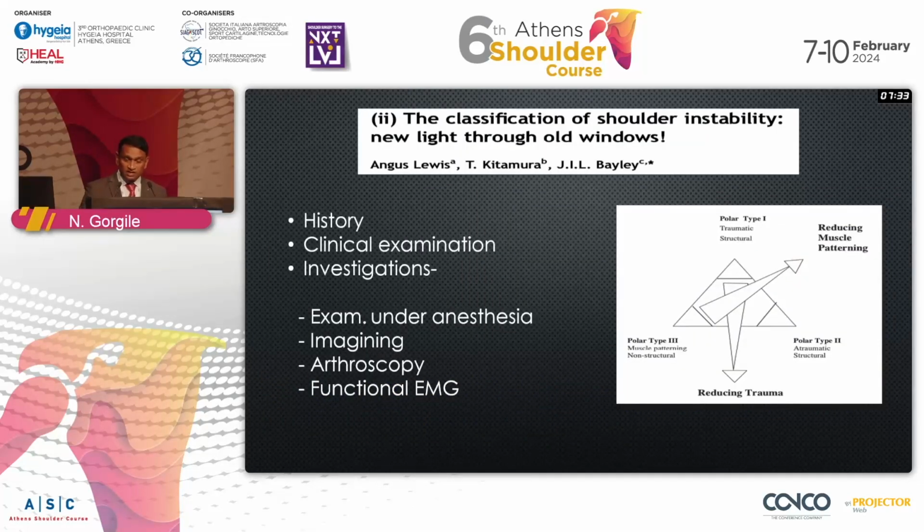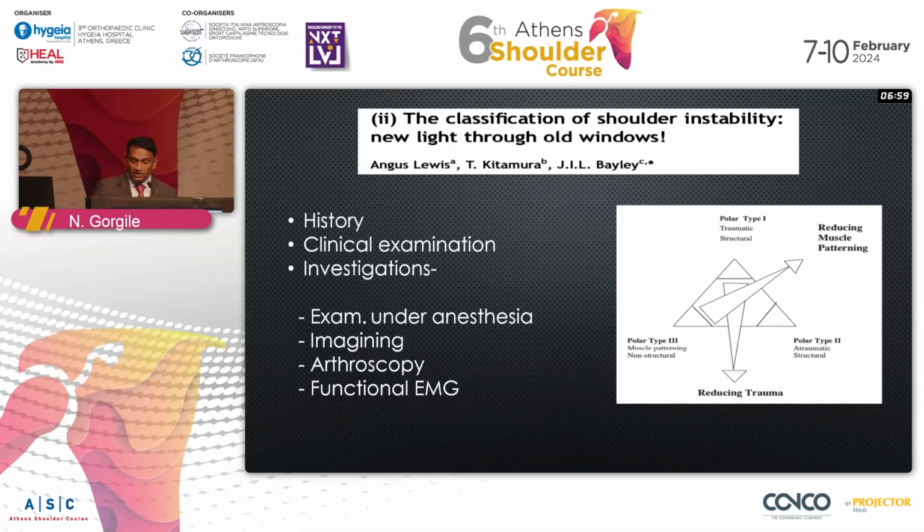Now coming to the Stanmore triangle. Stanmore, from 1983 to 2003, did dynamic electromyography in most of the shoulder instability patients, and what they found is that there is some abnormal muscle patterning or abnormal muscle activation in some group of patients. And depending on the history, clinical examination, and the investigations, that is examination under anesthesia, imaging, arthroscopy, and the functional EMG, they classified these patients into three polar groups.